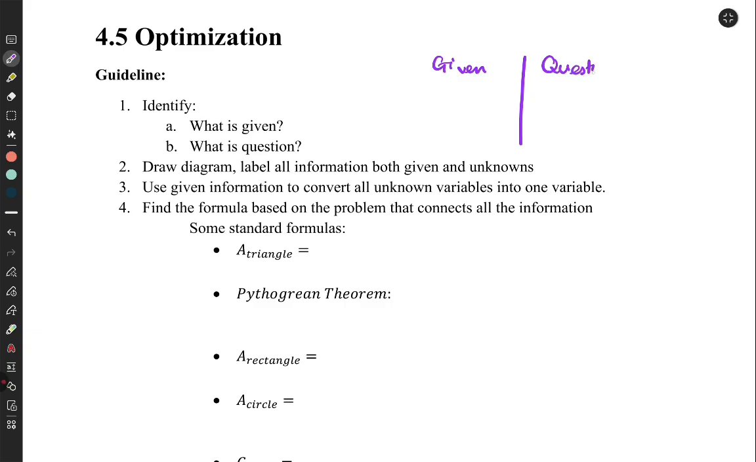Yesterday, I saw you put a frame like that. Very, very good. You draw, you label, you put in given, you put in question. Same idea. Draw a diagram, label, put in both given and unknowns. Given here, question over there. Okay. And then use given information to convert all unknown variables into one variable. This is going to be a little bit new today. Find a formula based on the problem that connects all the information.